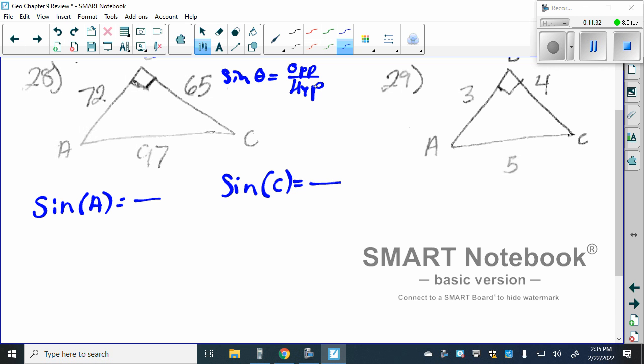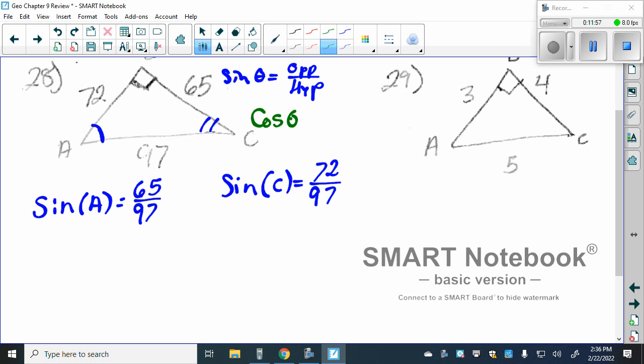Tangent is opposite over the adjacent. So for angle A, the opposite side length would be 65. The hypotenuse would be 97. Now sine of C over here, the opposite side is 72, and the hypotenuse is still 97.